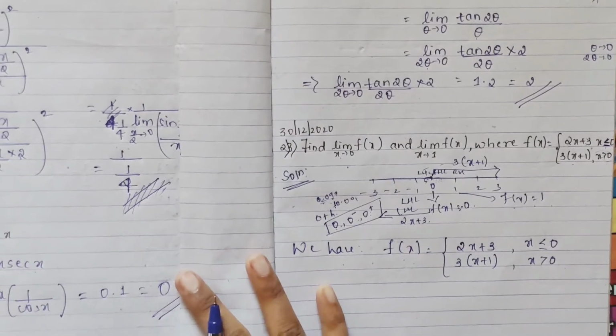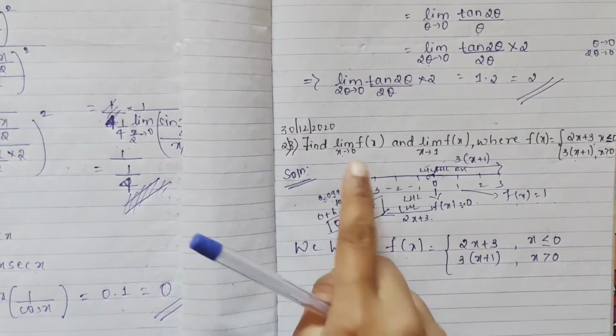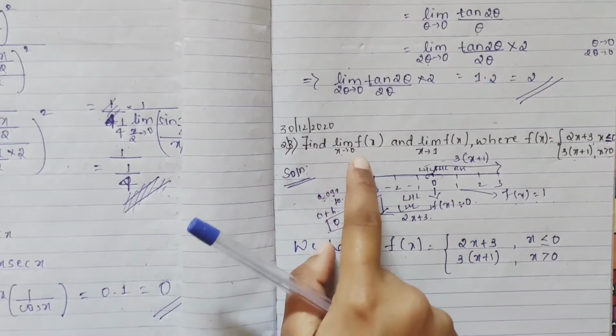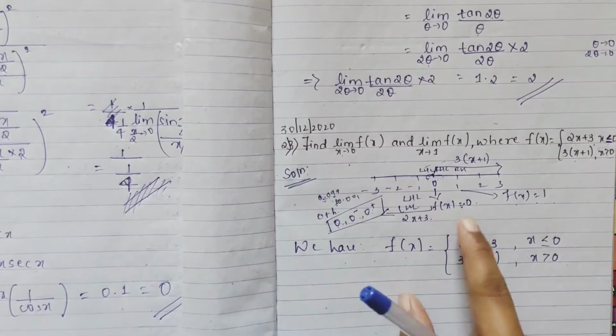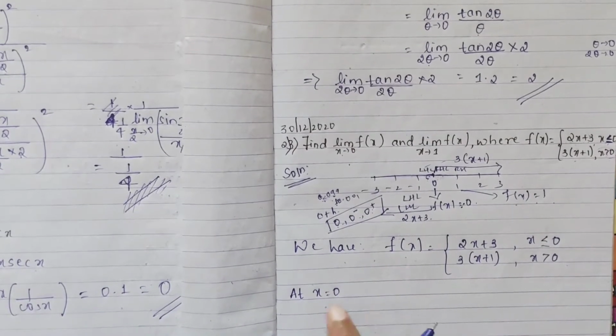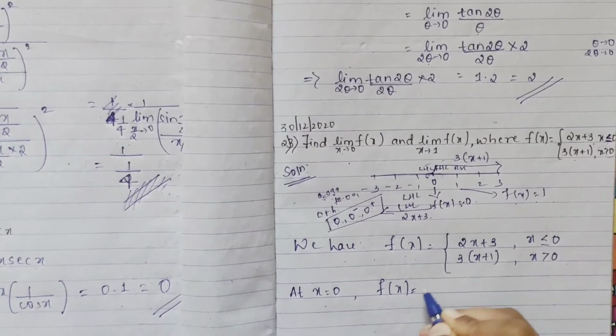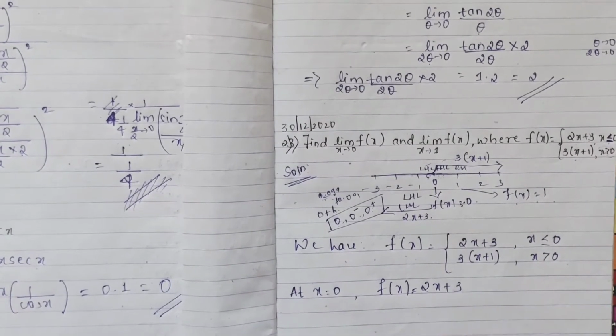So we will start to find out. Okay, so first write it. We have now the limit of f(x) as x tends to 0. First for this, we will check at x equal to 0. At x equal to 0, what is your f(x)? Your f(x) is nothing but 2x plus 3.